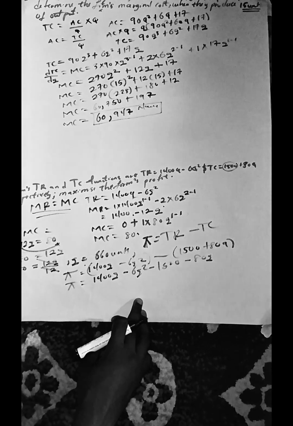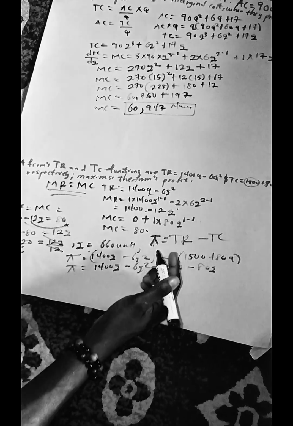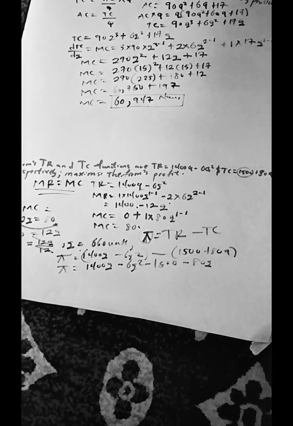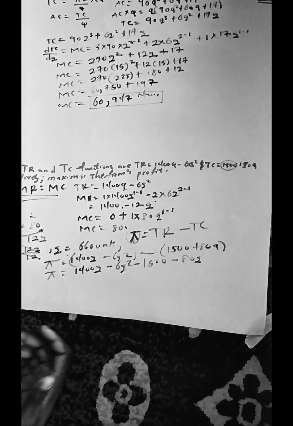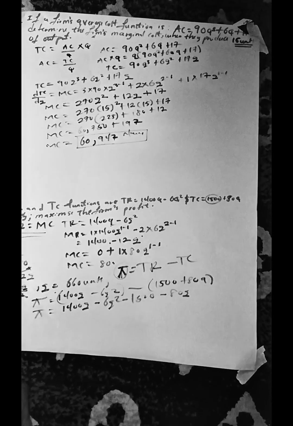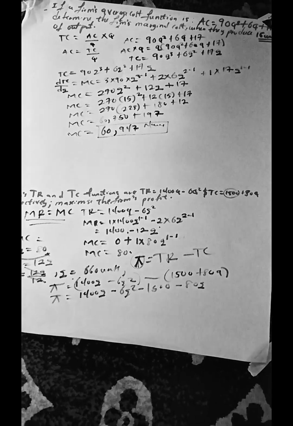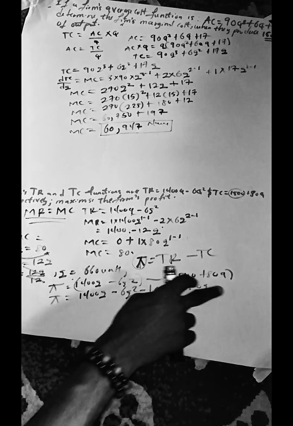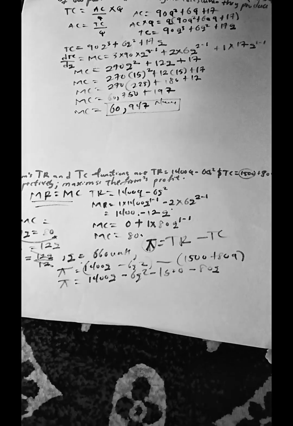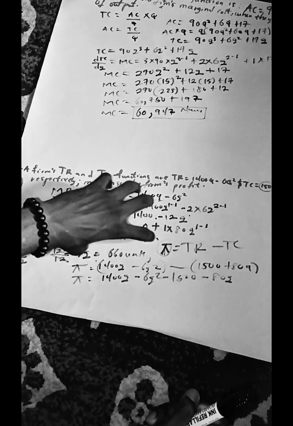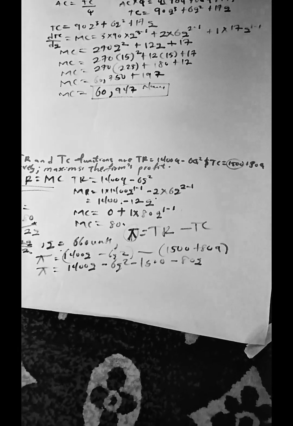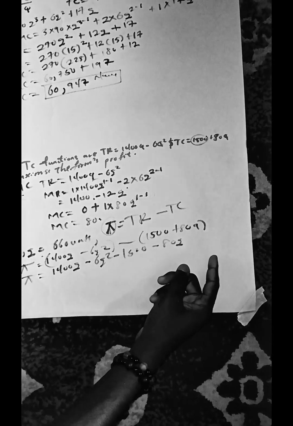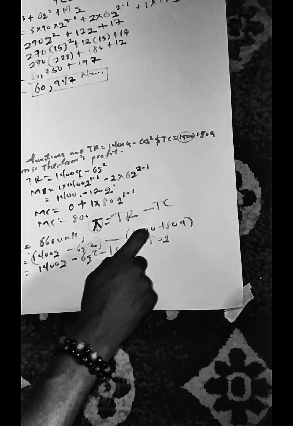So let me go over it again. To get our profit function, pi, profit in economics, it's just TR, your total revenue, the total amount of money you earned from producing or selling goods and services, minus your total cost, the total amount of money you spent in the production of those goods and services. So TR minus TC. The TR function is 1,400Q minus 6Q squared. That's what we have here. Then the TC function is 1,500 plus 80Q. So we subtract that, which expands into minus 1,500 minus 80Q.